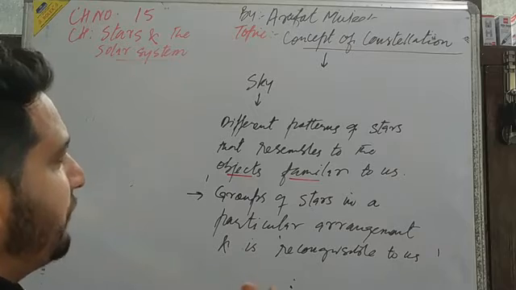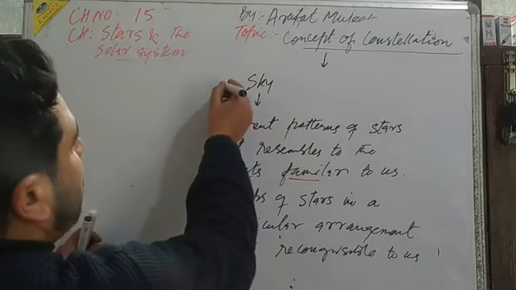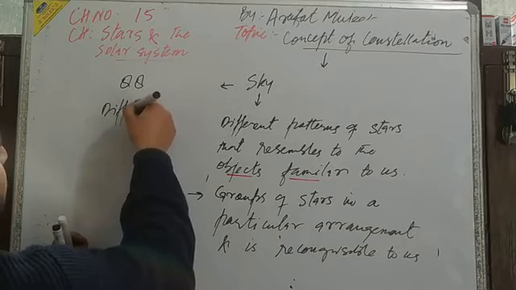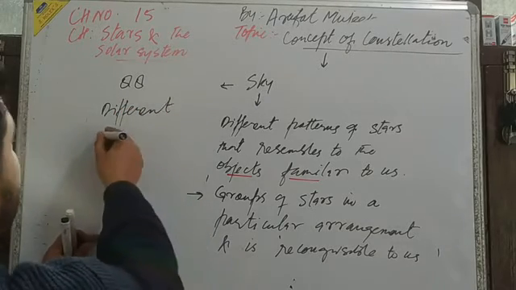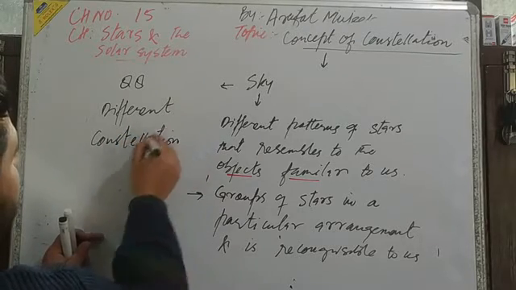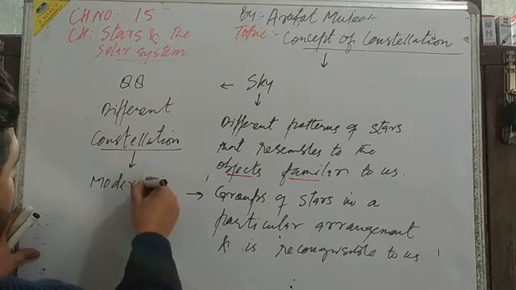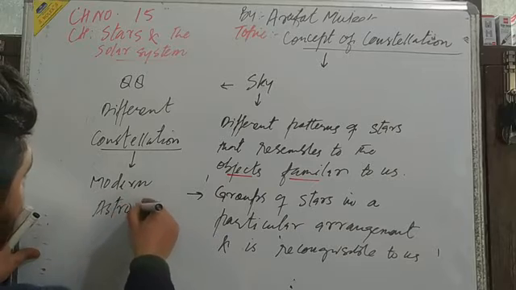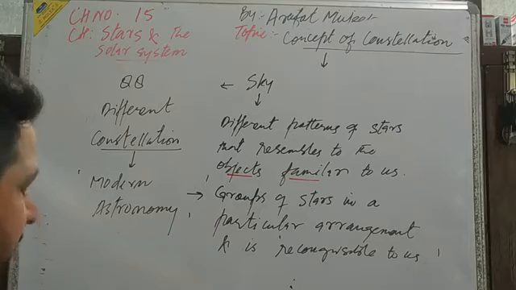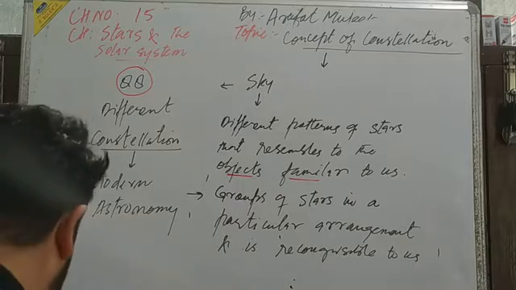In modern astronomy, we have found 88 different constellations in the sky. 88 different constellation को हमने आइडेंटिफाई किया है in modern astronomy. These days we recognize 88 different such constellations.